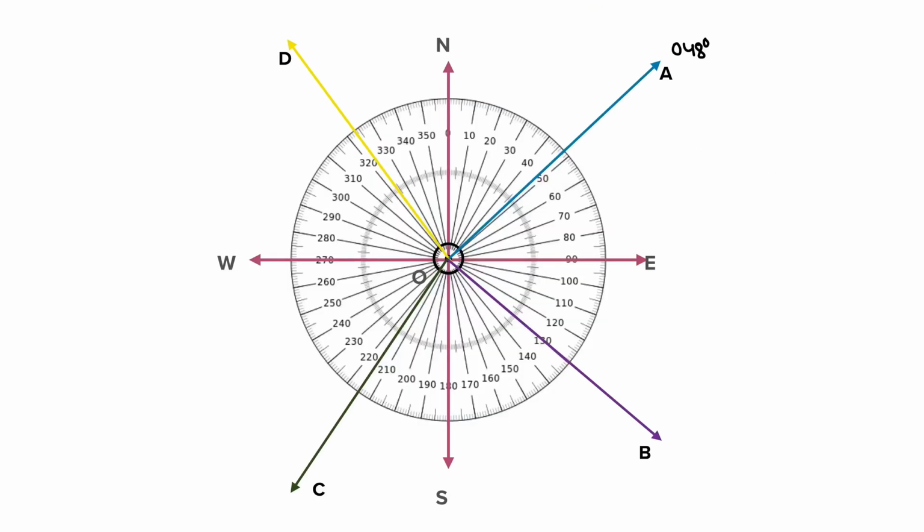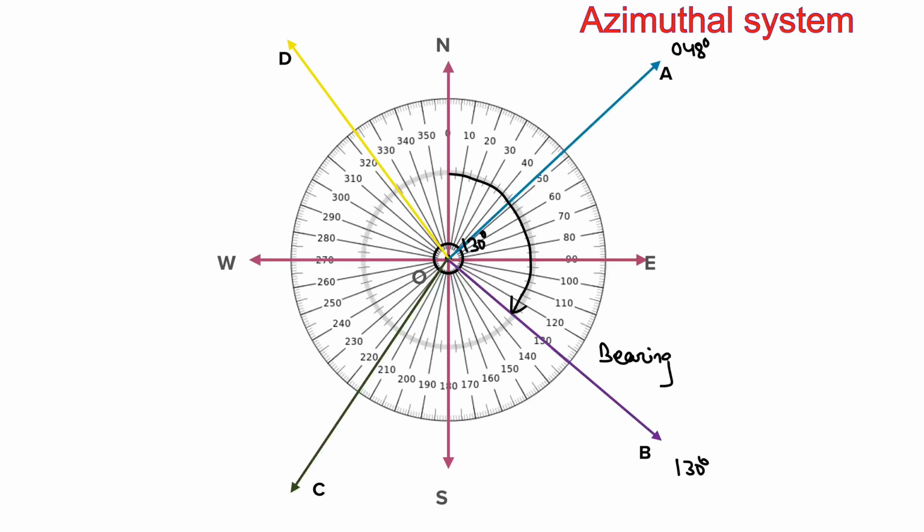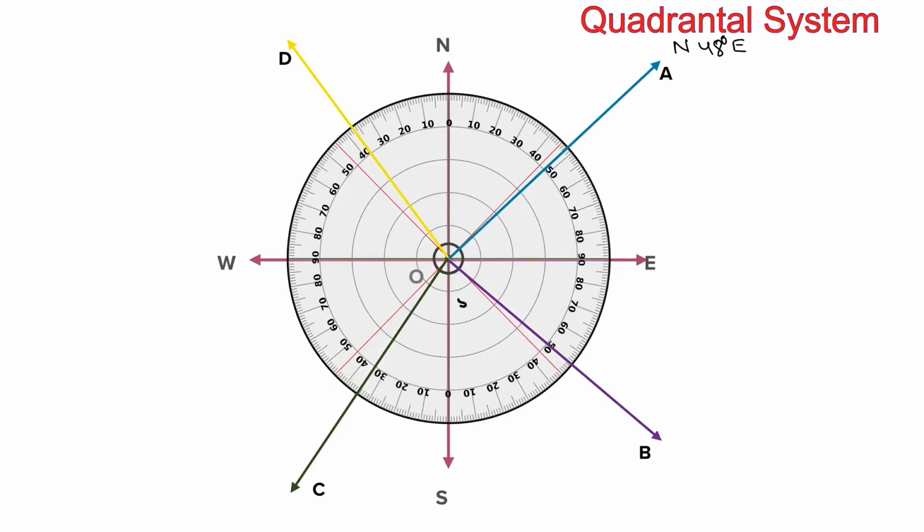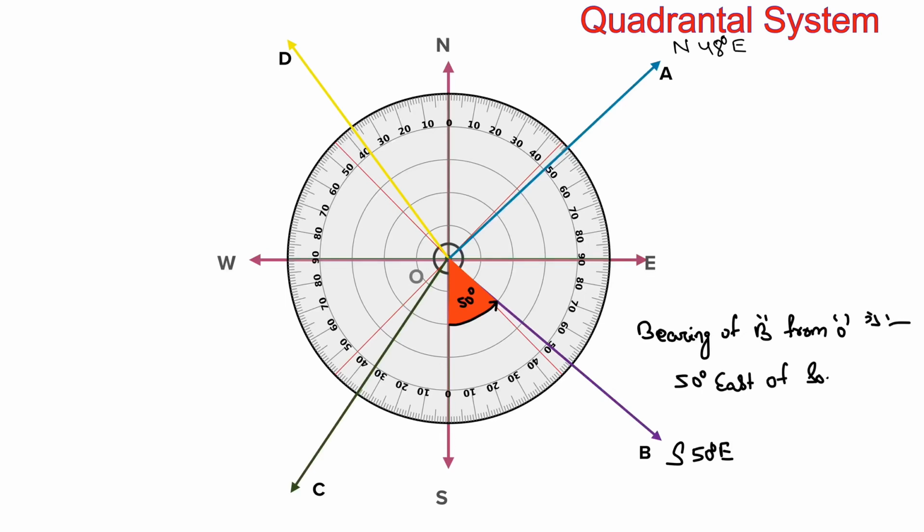Similarly, the line OB makes 130 degrees moving clockwise from north. Thus, the bearing of the line OB will be 130 degrees in the azimuthal system of bearing. Now, the line lies in the southeastern quadrant, and in the quadrant bearing system, it will be measured from south in an anti-clockwise manner towards east. So, the bearing of B from O will be 50 degrees east of south.